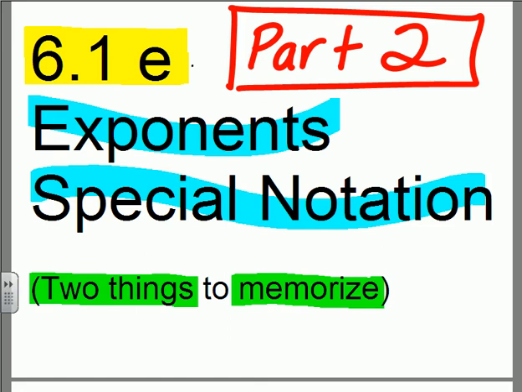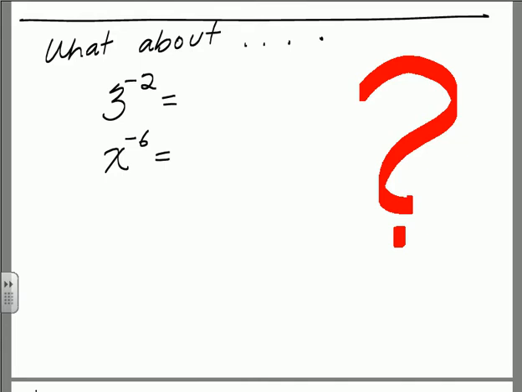Okay, fifth video from 6.1. So now we're still dealing with exponents and special notation. We're on the second of those two things to memorize or just accept. So we are in the second part 2. Previously we said, well, what happens when you have an exponent that's 0? So the next question is, what happens when you have an exponent that's negative? Okay, so that's what we're going to be taking a look at: exponents that are negatives.